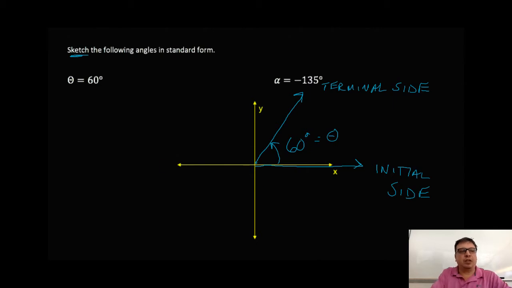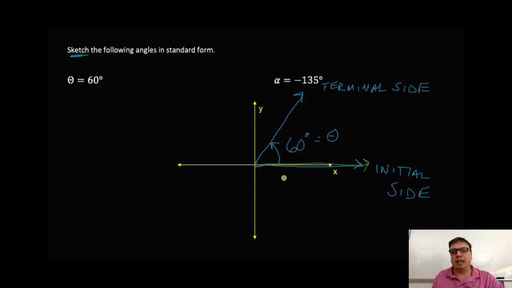So I'm going to switch colors. I'm going to choose a different one. Let's go with green. All right, so now I'm going to go through and draw this angle here, alpha. So we have the same initial side. So we're going to have our initial side. And then this one says to go negative. So we're going to come down this way and rotate until we hit 135 degrees.